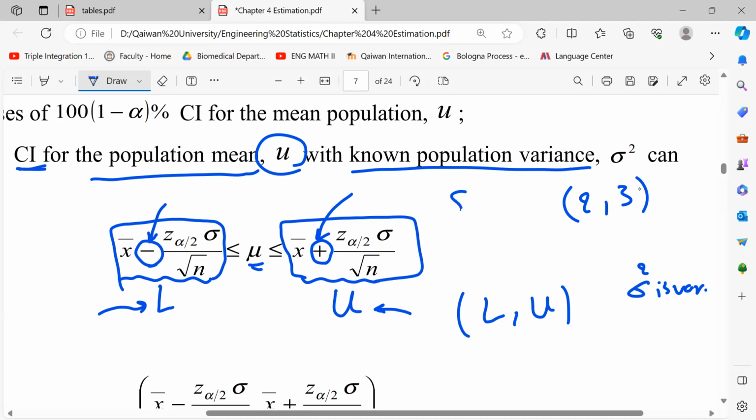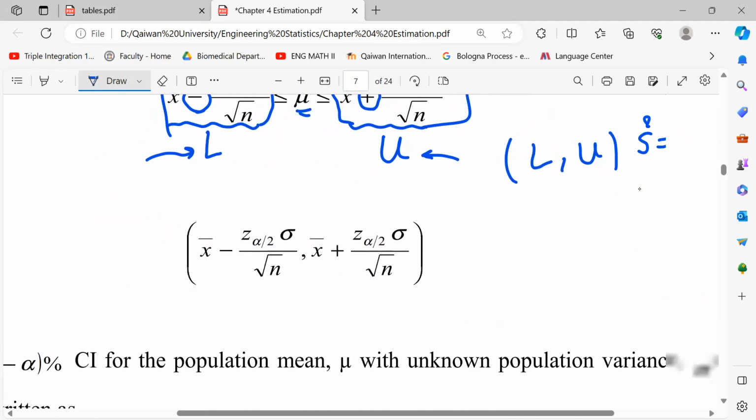But here we have sigma, which means we need to take the square root of variance. Sigma is S, and sigma squared is S squared. S is the standard deviation. If the standard deviation is given or the variance is given, in both cases we can get the variance. In both cases, we need to use this rule for finding the confidence interval of the mean.